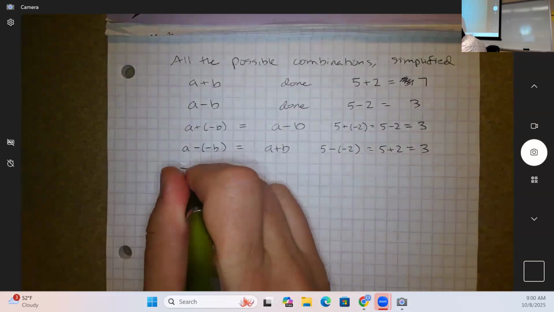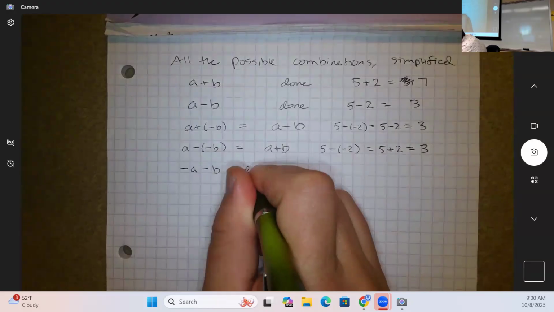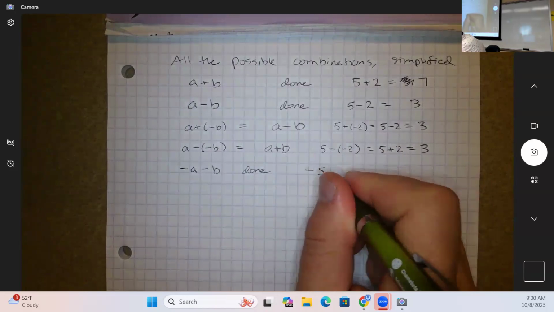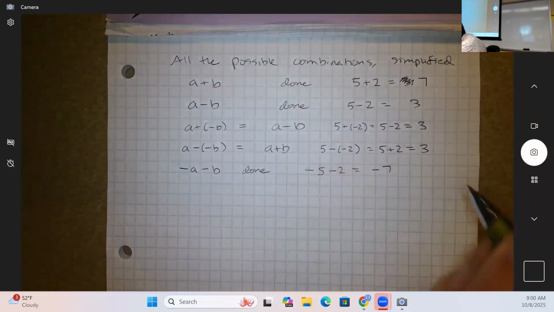Then we have minus A minus B. Can't really do anything to make that simpler. We're just done. That's like -5 minus 2, which is -7.